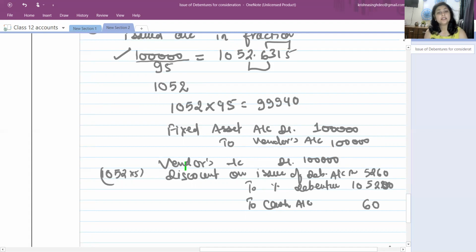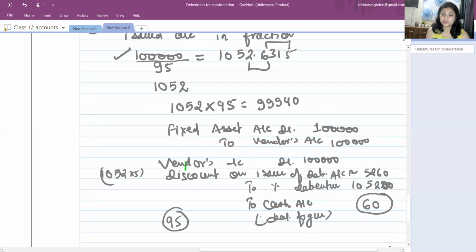And obviously the issue price of debenture is 95 rupees, so you cannot issue a debenture for 60 rupees. That is how the balance is going to come over here. This is a balancing figure. So whenever there is a fraction in the number of debentures, we round it off, and whatever is the balancing figure, we write it as cash, that this much amount is being paid in cash to the vendor, from whomsoever you have bought. Okay, let's see a question from here.